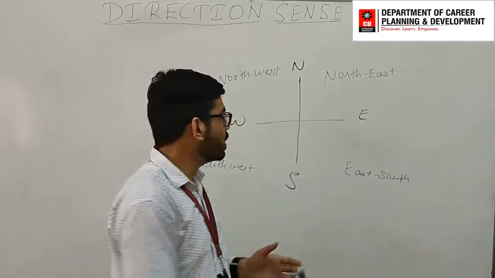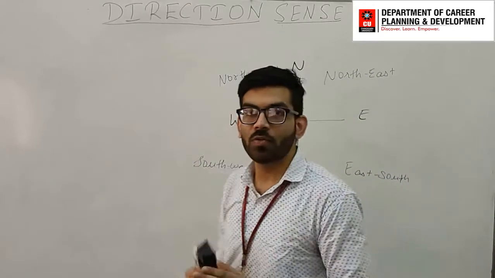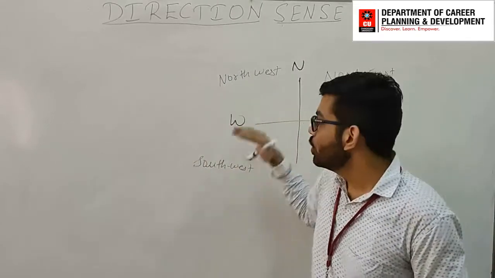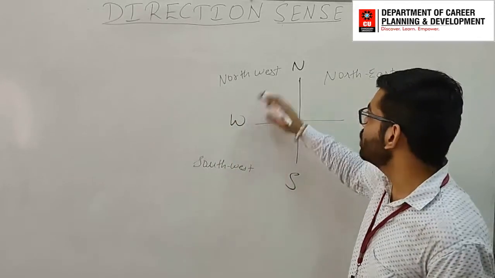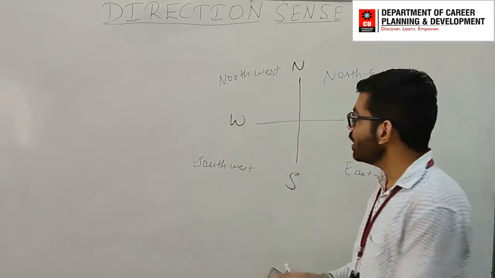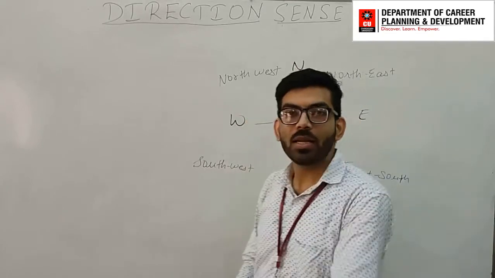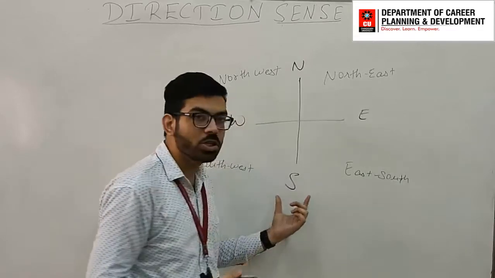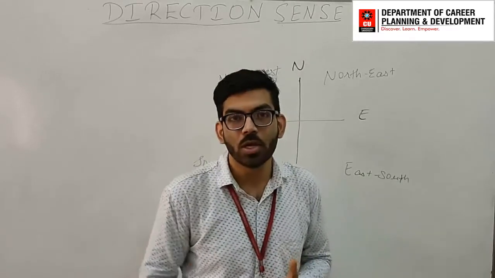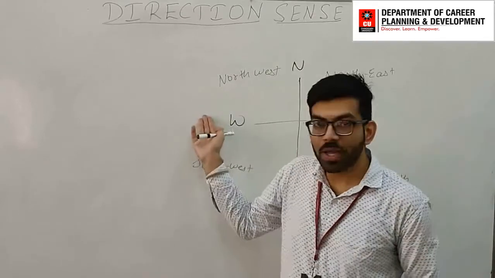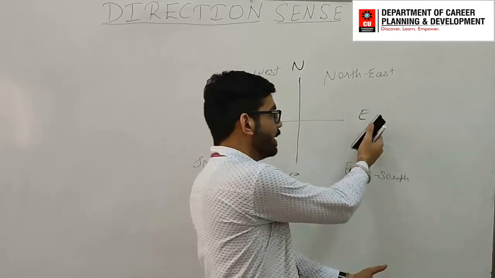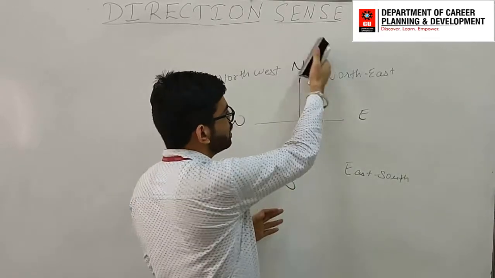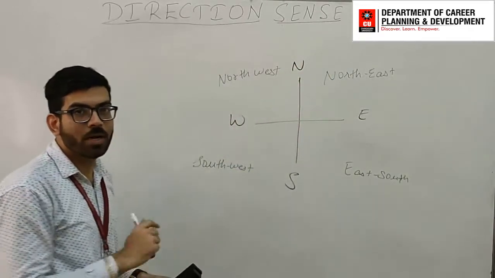Now let's move to the west direction. If you are facing towards the west side, your right hand side will be north, and your left hand side will be south. With respect to south, if you are facing towards south, your right hand side will be west and left side will be east. In the same way, if you are facing toward east, right hand side will be south and left hand side will be north.